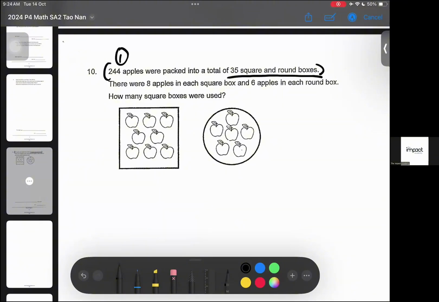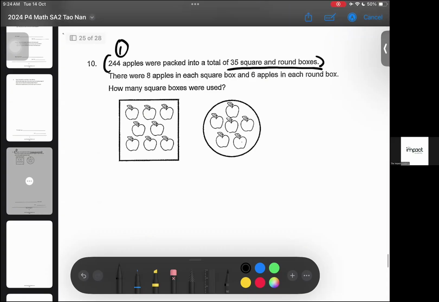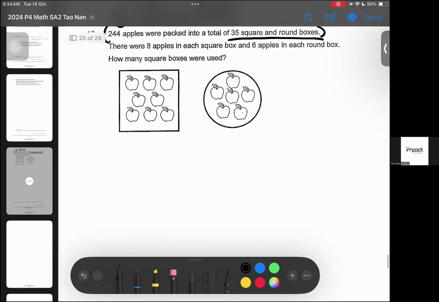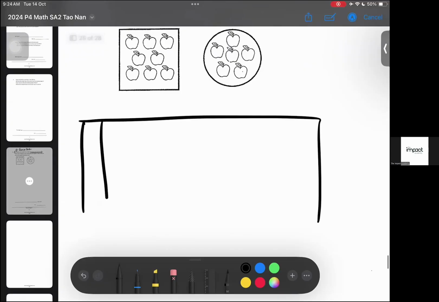Because you realize that these 35 square and round boxes can be 34 square boxes and one round box. It can also be 30 square and five round. It can be 20 square and then 15 round. Agree or disagree? Okay, you are absolutely correct. This has to be what we call a guess and check. So if it's a guess and check, you're going to draw a guess and check table.